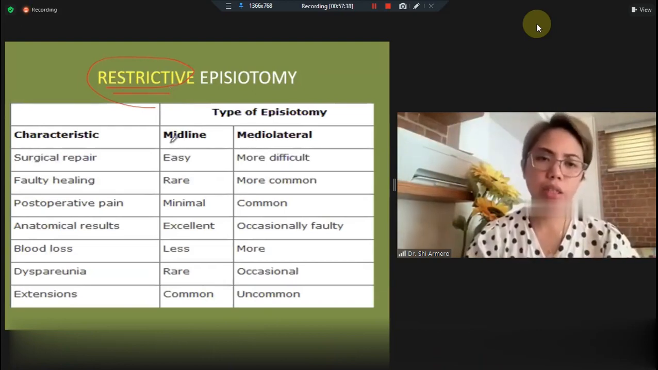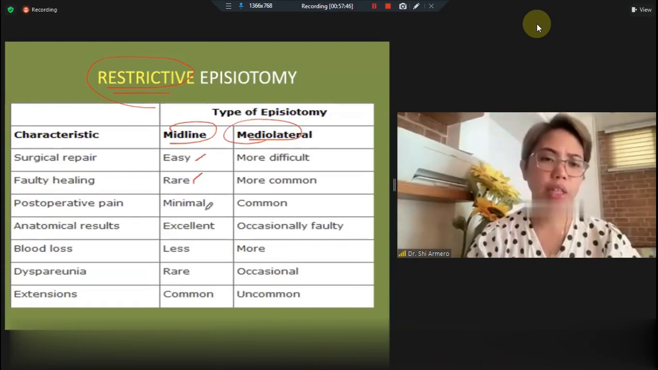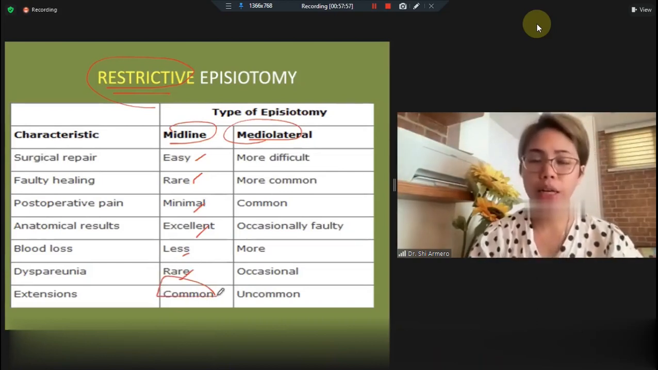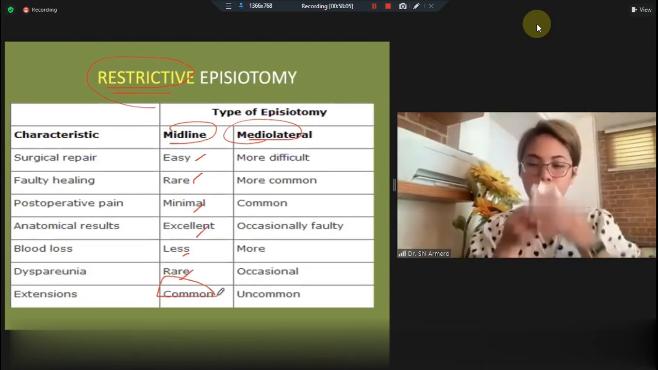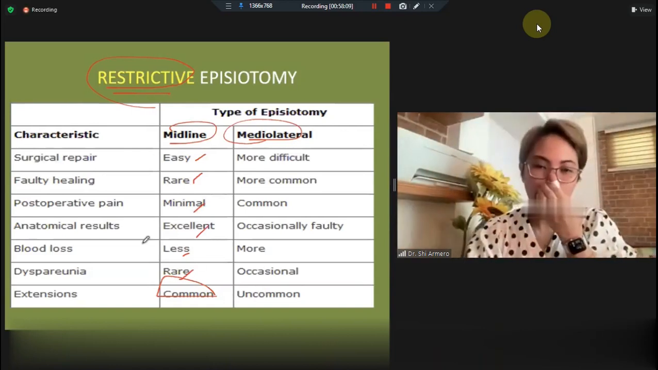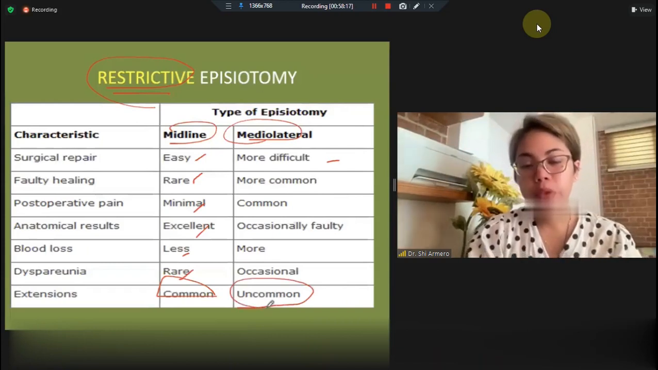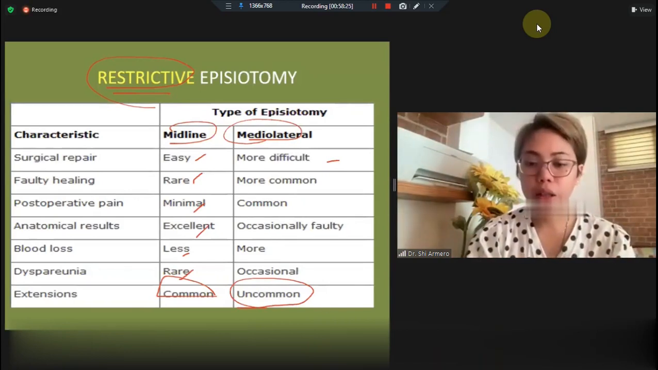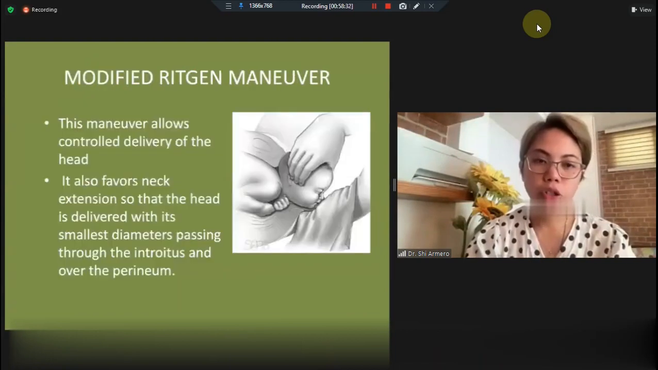You choose: there is midline and mediolateral. Midline is easy to repair, with very rare faulty healing, minimal pain, excellent anatomical result, lesser blood loss, and rare dyspareunia. However, extensions are common. Where are the extensions? Usually at the external and internal anal sphincter and rectum, because midline goes straight. Whereas mediolateral, although more difficult, has uncommon extensions. So if you see that the perineal body is short, don't do midline because it goes straight to the anal canal. So you choose mediolateral. Again, I mentioned modified Ritgen.